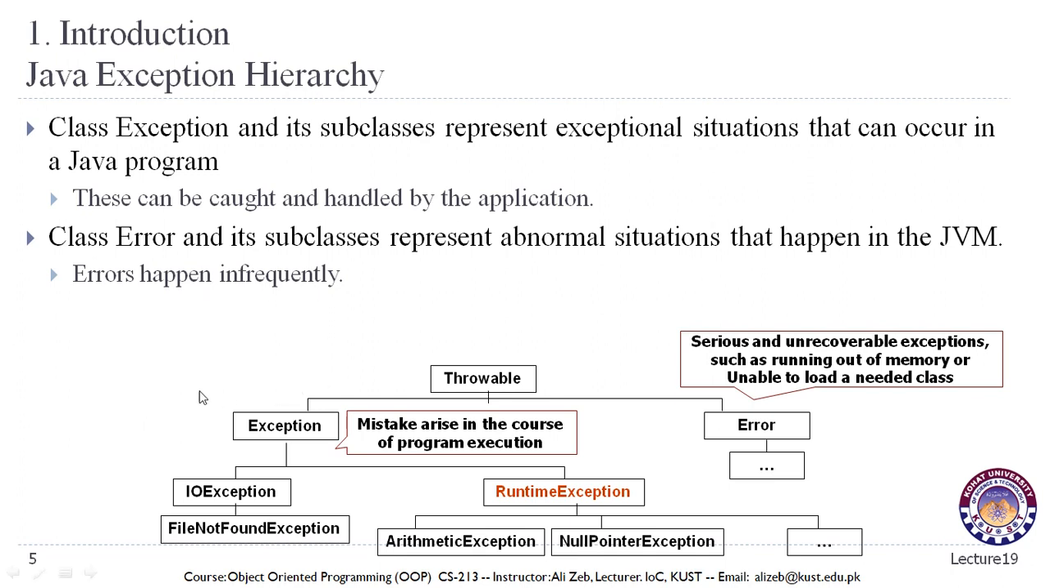And these might be infrequent as against exceptions. This is the hierarchy. There is the Throwable class, and Exception is a subclass of the Throwable class, and Error is a subclass of the Throwable class. Exception has its own subclasses: Runtime exception, IO exception, that is a file not found exception, and that runtime exception has arithmetic exception and null pointer exception.